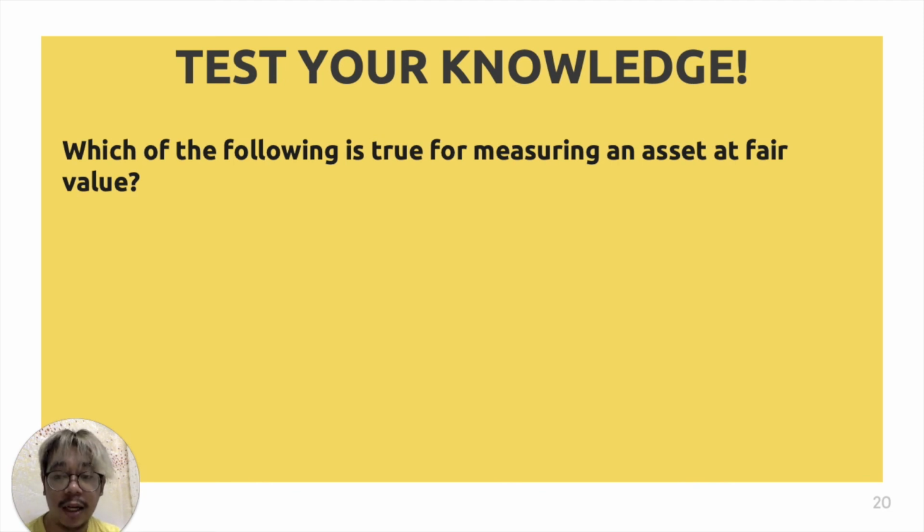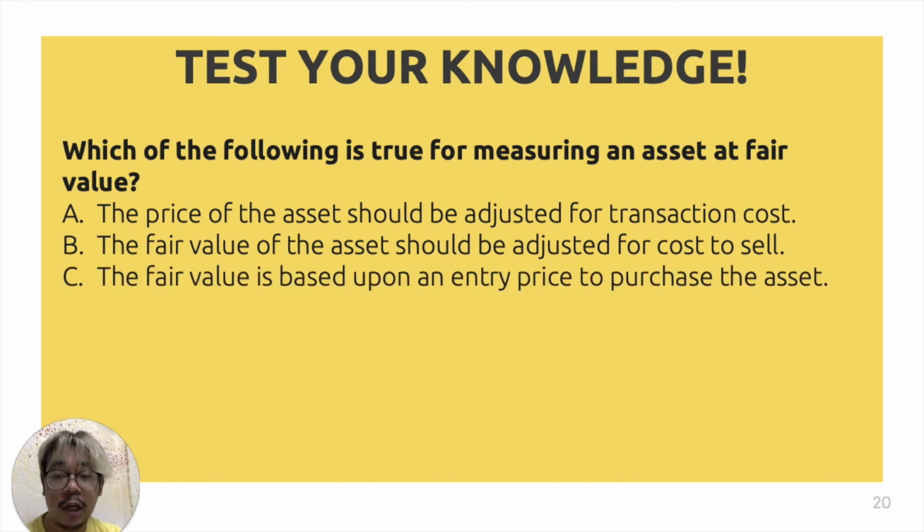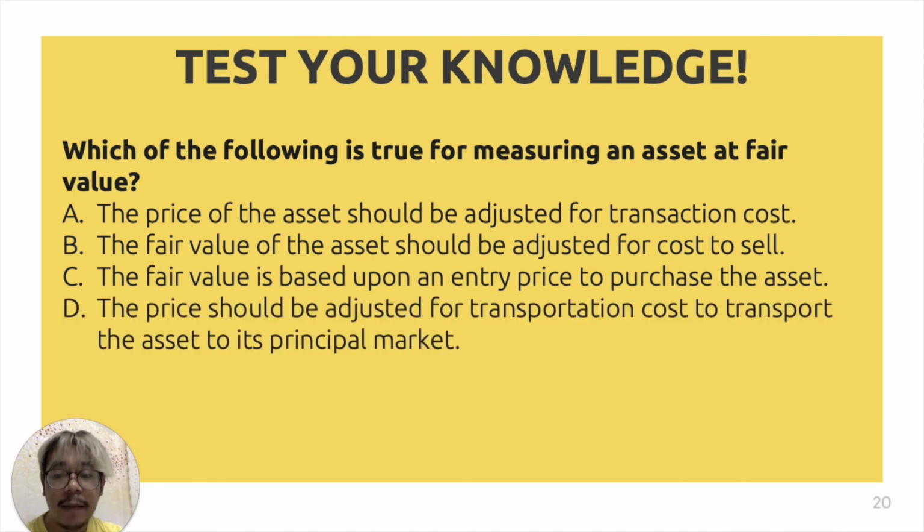Question number 1, which of the following is true for measuring an asset at fair value? A, the price of the asset should be adjusted for transaction cost. B, the fair value of the asset should be adjusted for cost to sell. C, the fair value is based upon an entry price to purchase the asset. Or D, the price should be adjusted for transportation cost to transport the asset to its principal market.